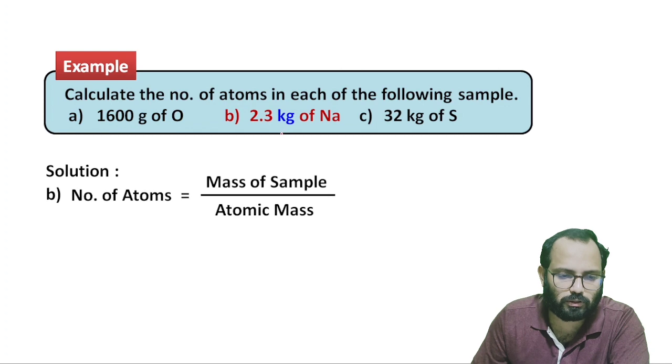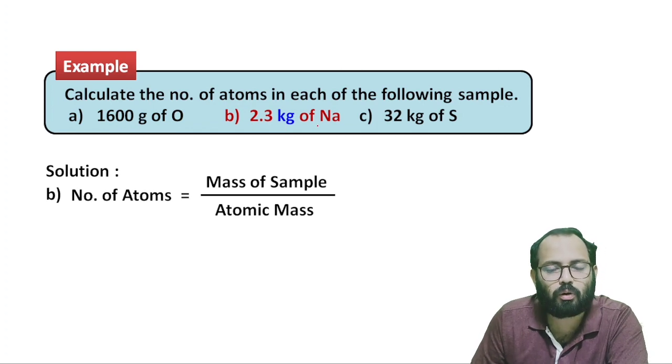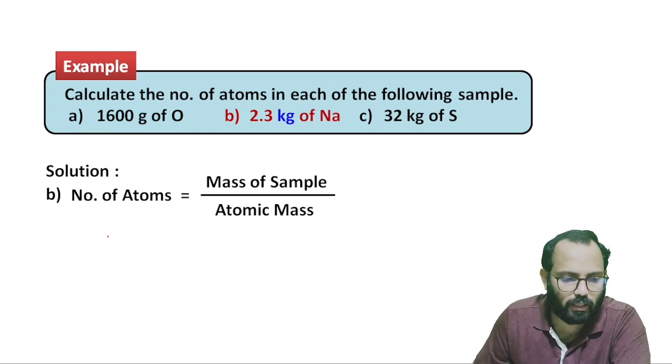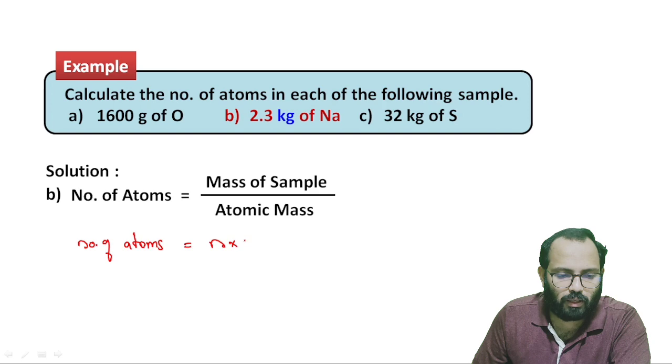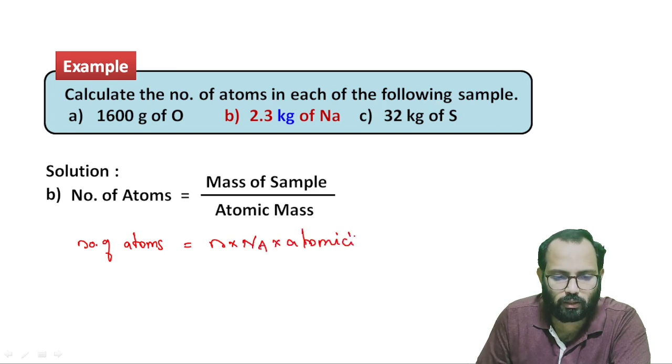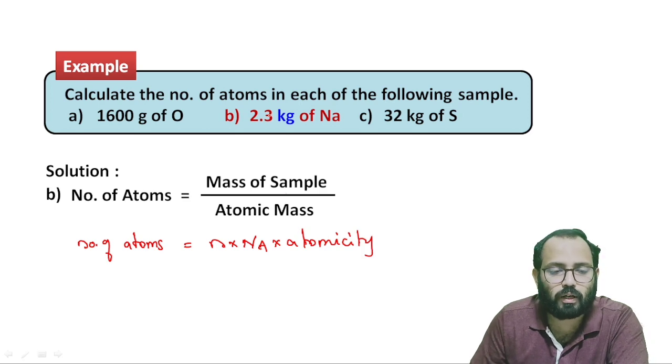Let's go with the second question. 2.3 kilogram of sodium. Again, number of atoms. The number of atoms is found by n into Na into atomicity. So n you have to find out.